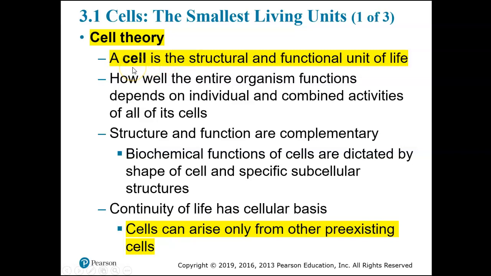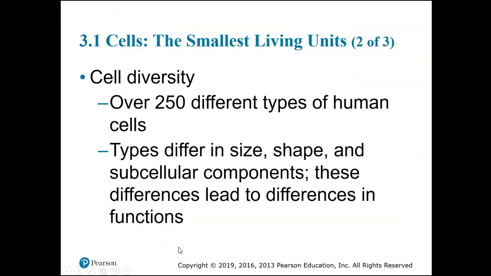So the cell theory basically says all living things are composed of cells. The cell is the structural and functional unit of life. And I should go back to my first statement. The cell theory says that all living organisms are composed of at least one cell, because we know that bacteria and some other microorganisms are unicellular or single-celled, but humans are multicellular. So cells can only arise from other pre-existing cells, from the division of other cells.